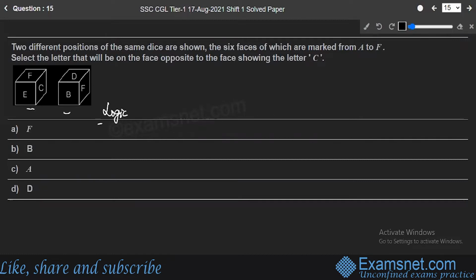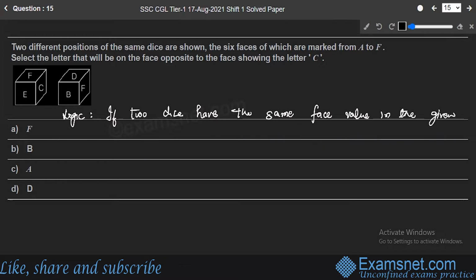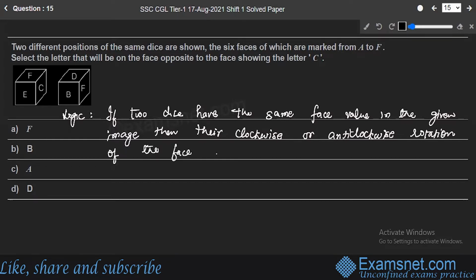See, in this case, you have to look at the logic, and the logic says, please note it because this will be helpful: if two dice have the same face value in the given image, then their clockwise or anti-clockwise rotation of the faces are formed the opposite. See, in this question, what happens?